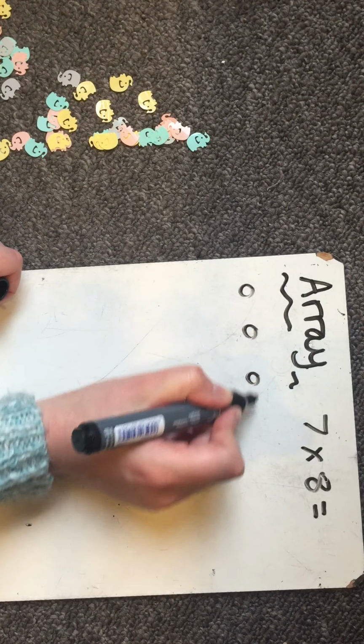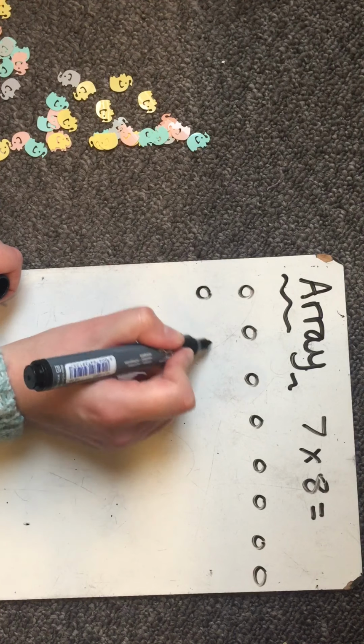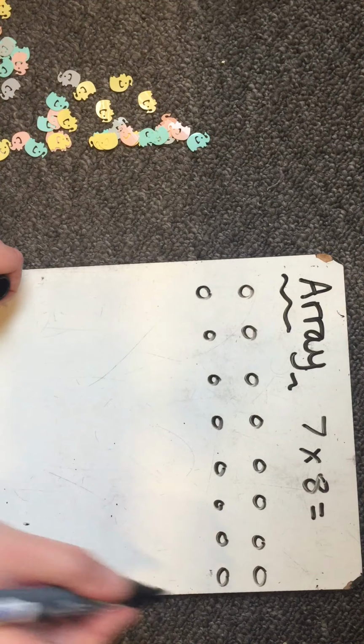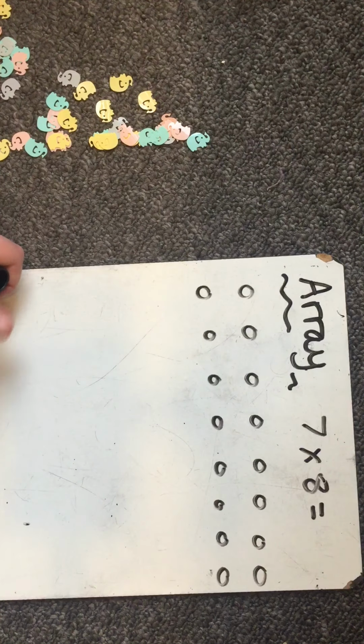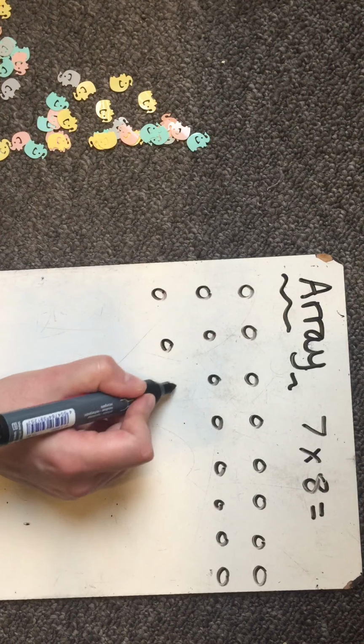1, 2, 3, 4, 5, 6, 7, 8. That's 1 row of 8. 1, 2, 3, 4, 5, 6, 7, 8. 2 rows of 8. Make sure they're lined up. So far, how many have I got? 8, 16. Okay, 3 rows of 8.